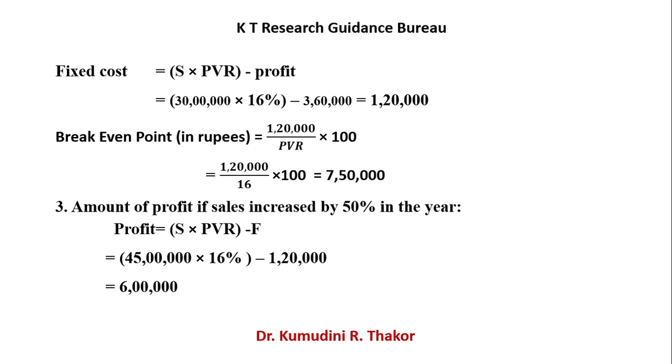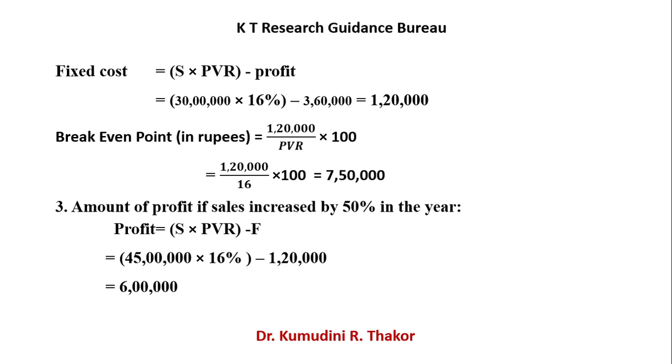Your sales was 30 lakhs, increased by 50% means 15 lakh rupees is increment. So 30 lakhs plus 15 lakhs equal to 45 lakhs. 16% of 45 lakhs minus F fixed cost 1,20,000. So it is 6 lakh rupees. So if your sales increased by 50%, then your profit will be 6 lakh rupees.